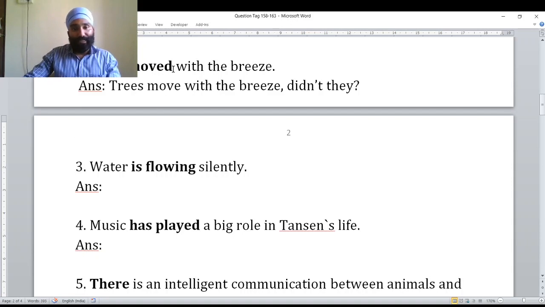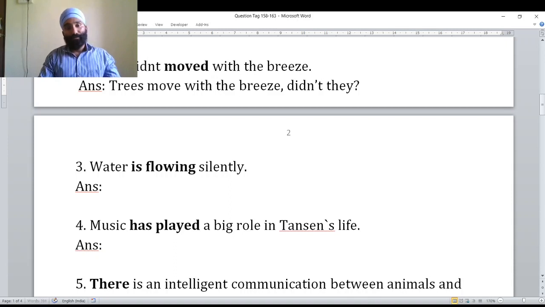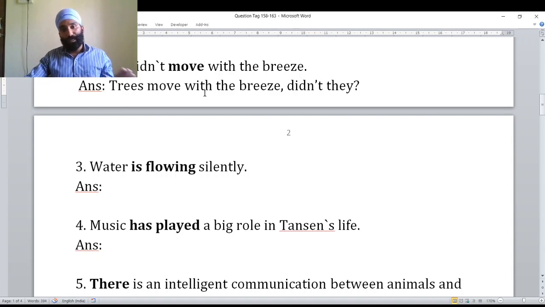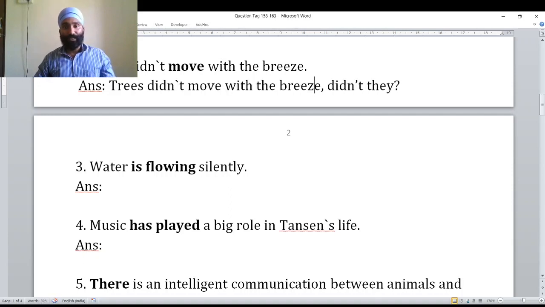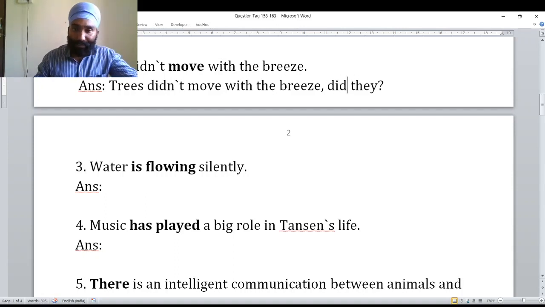And here, if the sentence was negative, the trees didn't move with the breeze, moved will become move. The tag will become positive: did they? It will become did they, because the statement is negative. We have to add the positive question tag.